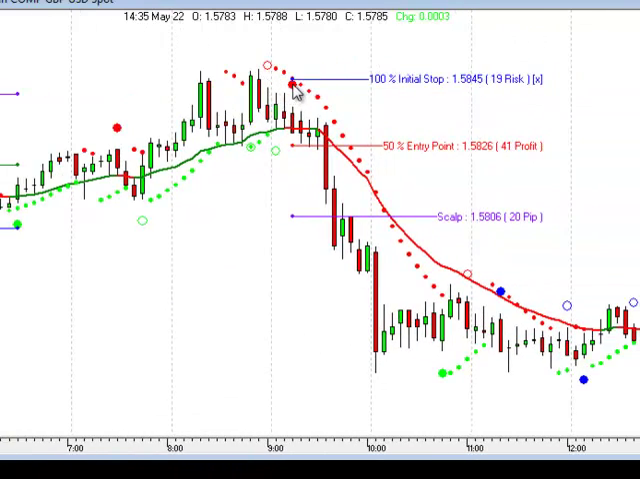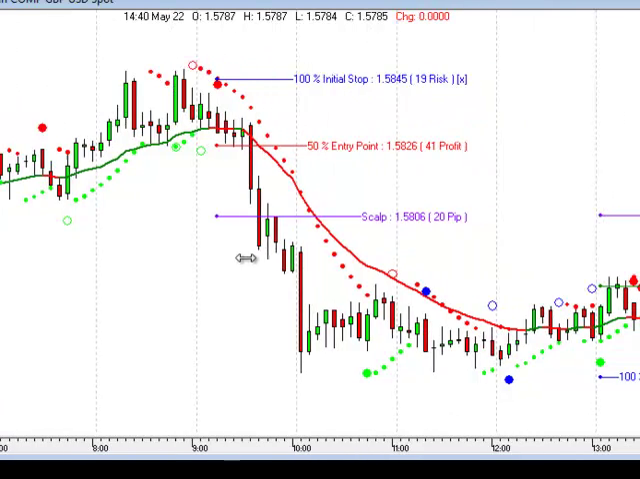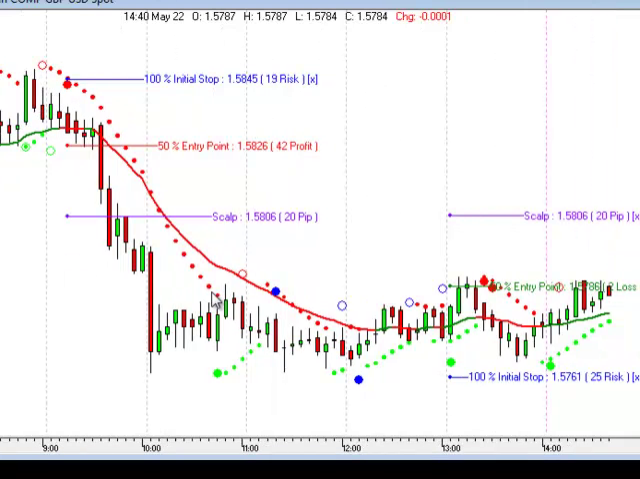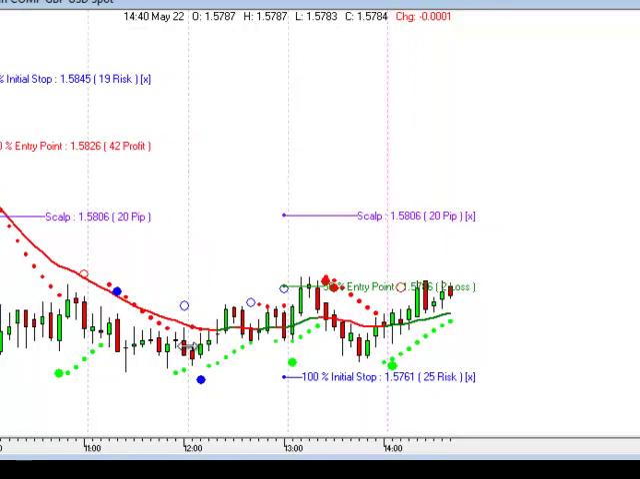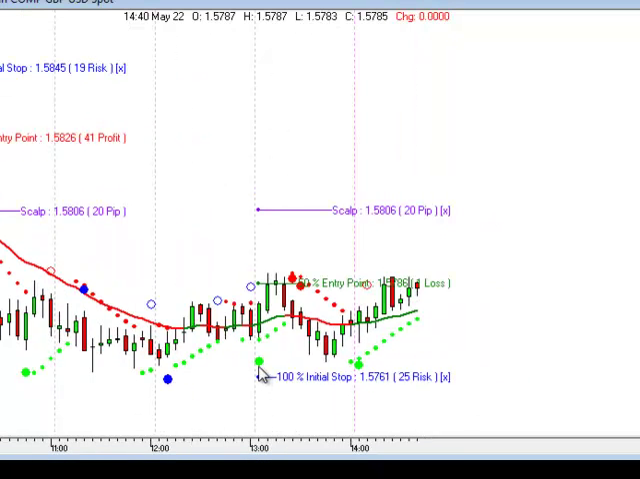The next one did though. We've got a red parabolic SAR, we've got a red trading signal, a red candle and a red moving average. Entry price down here, so giving us yet another 20-point scalp. So that's 5 winning trades and just 1 losing trade so far this week, with 1 final trade that we're currently looking at, which is a break even as we speak right at this moment.